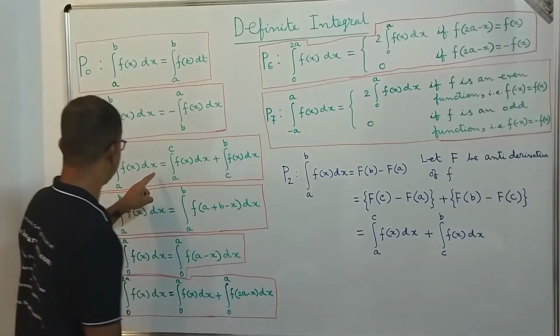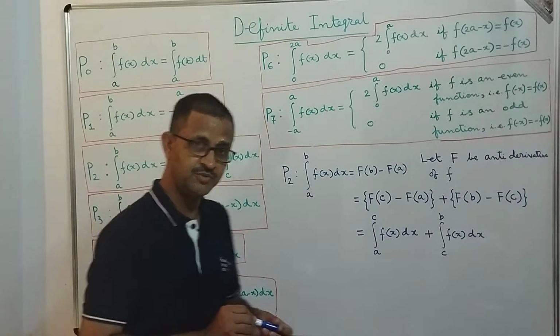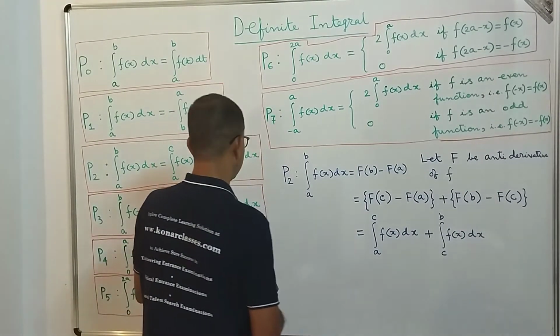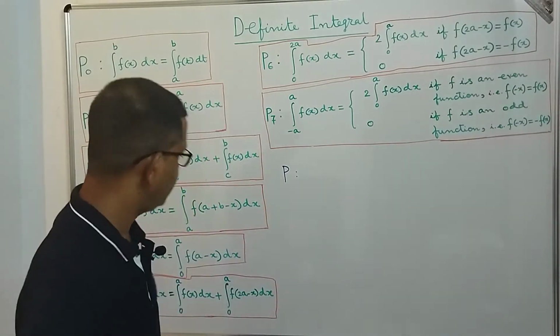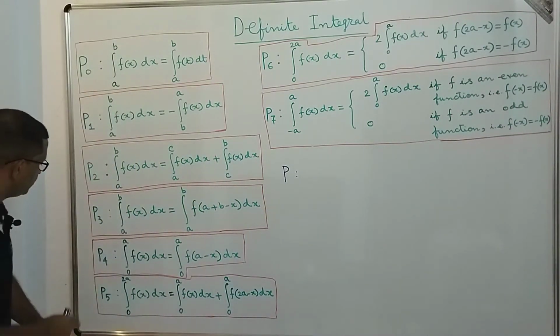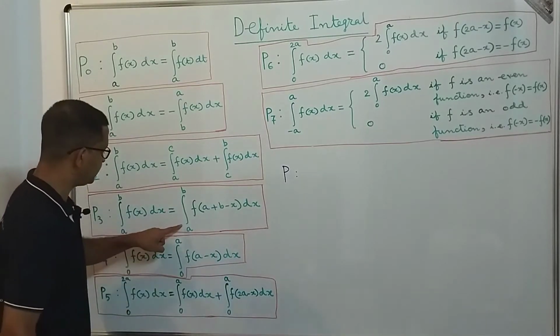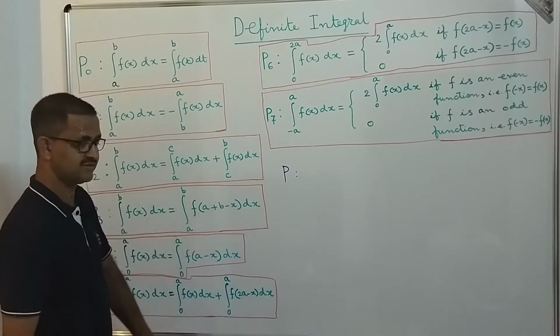And that is nothing but the right hand side of the property P2. So I hope you got a very clear idea. Now let's look into the property P3. And dear students, in property P3 what we see is that we need to prove that integration a to b f(x) dx is equal to integration a to b f(a + b - x) dx.